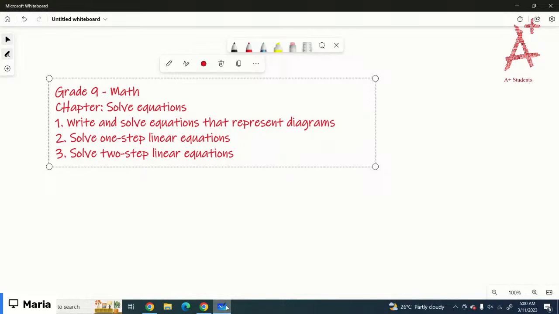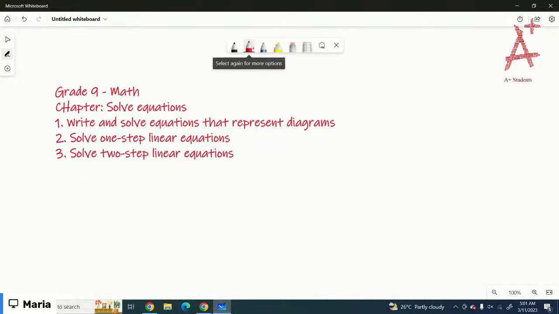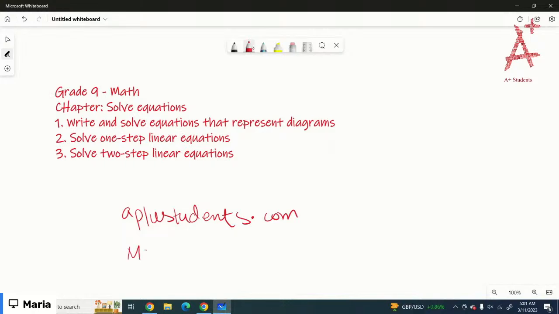So we're going to start with grade 9 math. You can find all the lessons on aplusstudents.com. You have to log in there using your email address, and the password is provided by the administrator. Then you have to select math from the subject tab. Scroll down to grade 9 maths and then click on view all lessons.